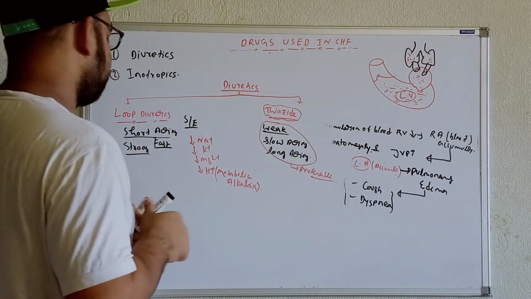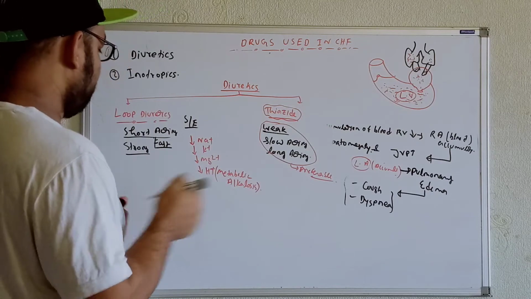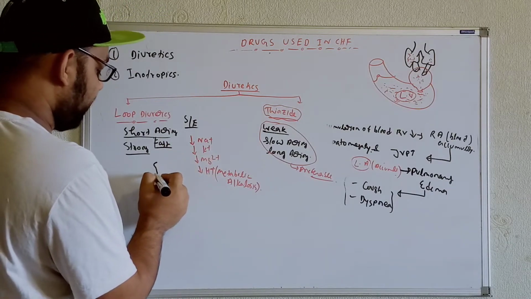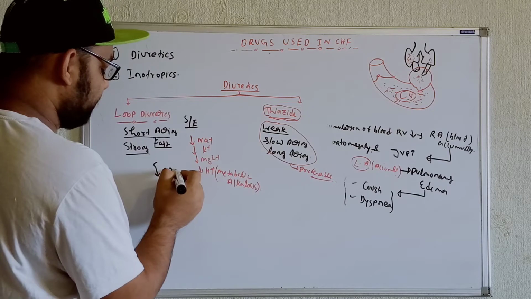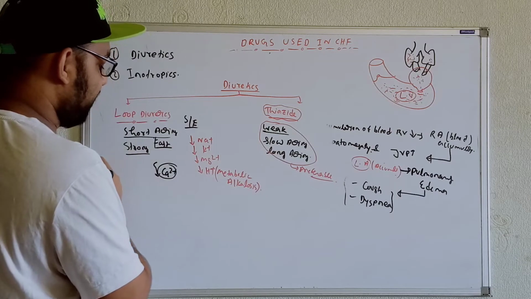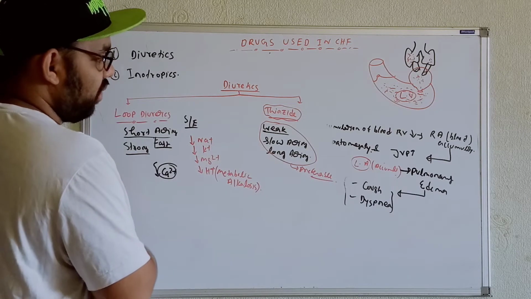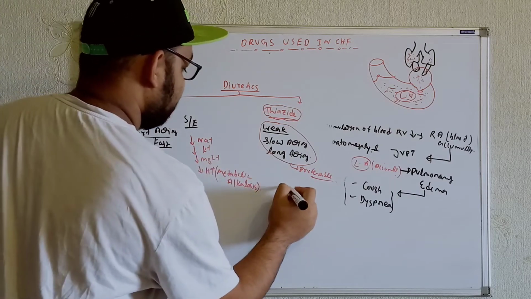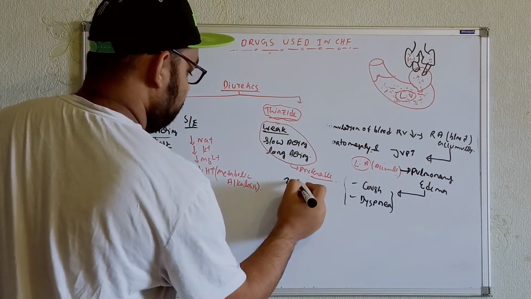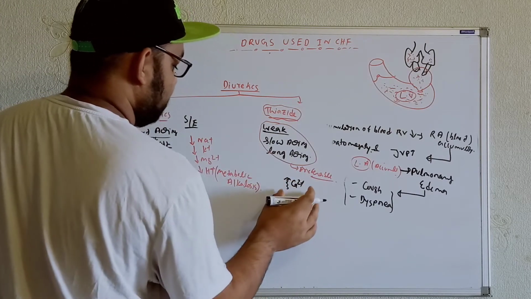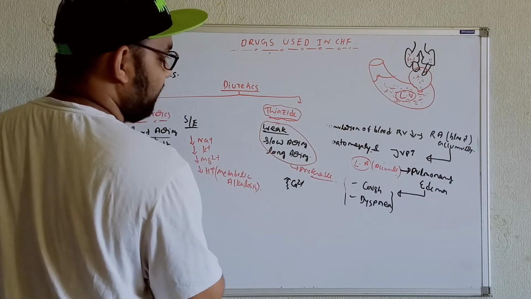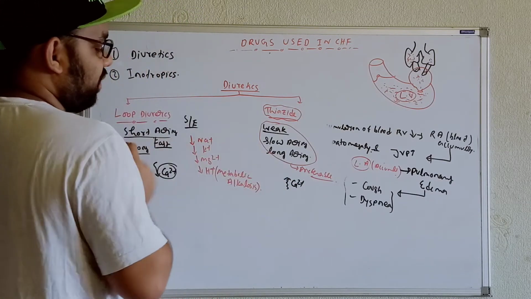Now there is some differentiation in the calcium. See, the loop diuretics will lose the calcium. That means that is responsible for causing hypocalcemia. What about thiazide? That will increase the level of calcium. That means that is responsible for causing hypercalcemia. Okay, and these are the common side effects.